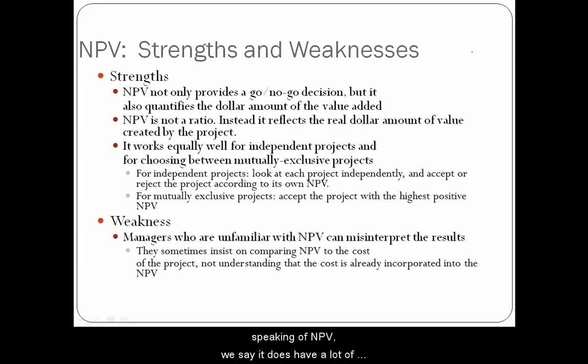Now, speaking of NPV, it does have a lot of strengths. It not only provides a go or no-go decision, but it also quantifies the dollar amount of the value added. For example, if the NPV is about $11,000, that means this project is contributing an additional $11,000 of value to the company. NPV is not a ratio, it's about real dollar value, so it reflects the real dollar amount of value created by the project.